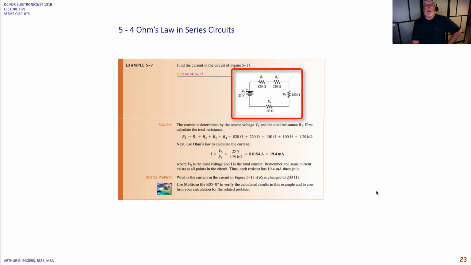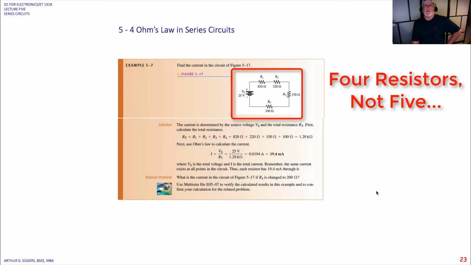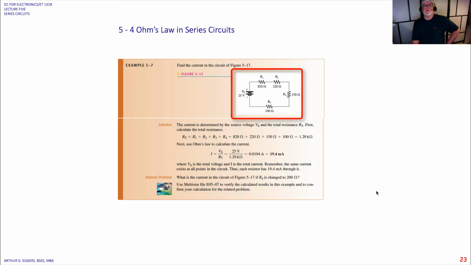So if we look at this circuit, we've got a 5 resistor series circuit, a 25 volt source. We've got different resistors, each with a different value: 120 ohms, 820 ohms, 220 ohms, 150 ohms, and 100 ohms.